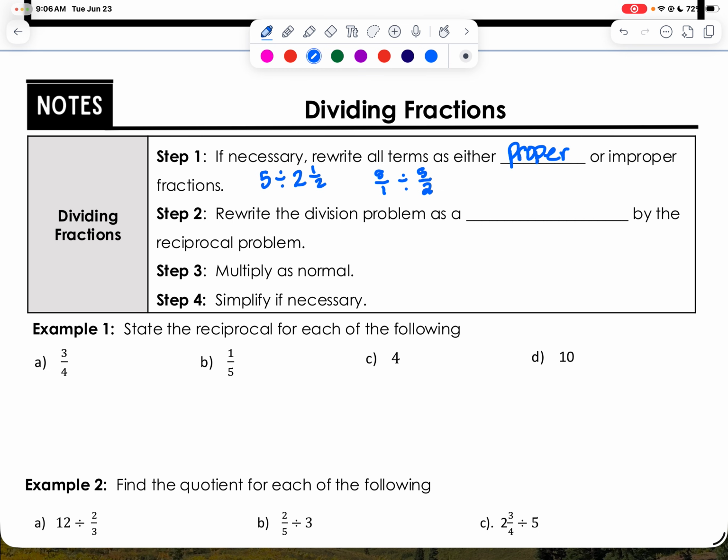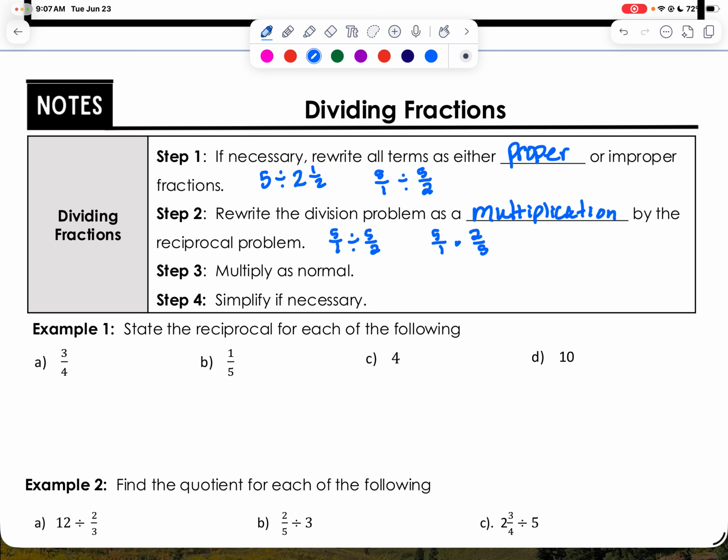All right. Step 2, rewrite the division problem as a multiplication by the reciprocal problem. So let me explain what I mean by that. If I had 5 over 1 divided by 5 over 2, I would want to rewrite that as 5 over 1 times 2 over 5.